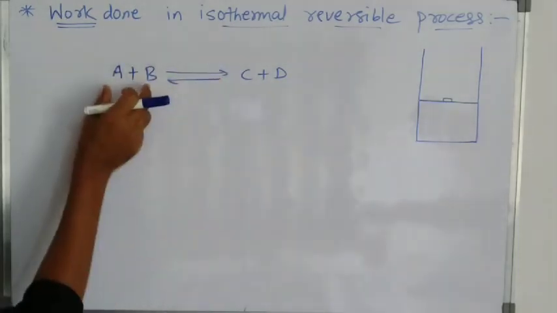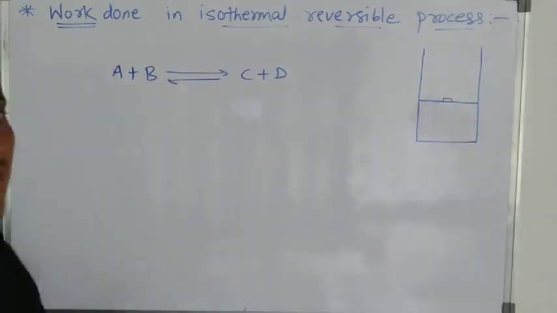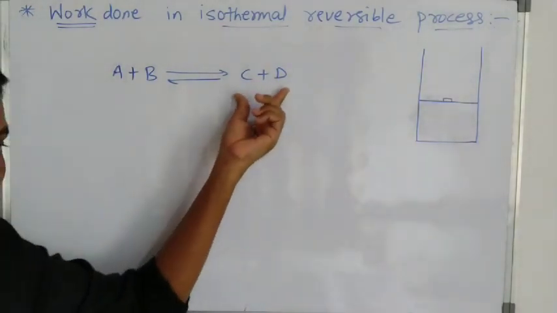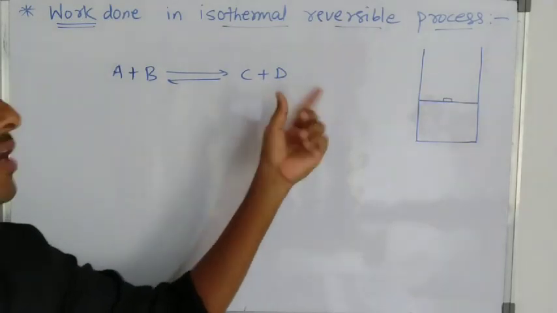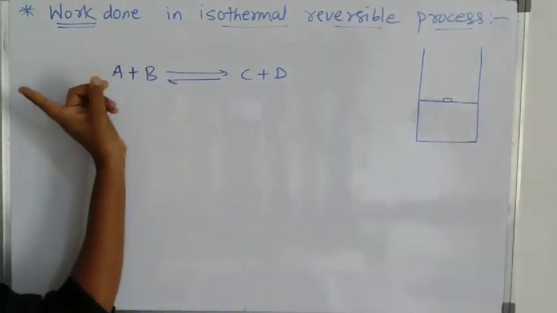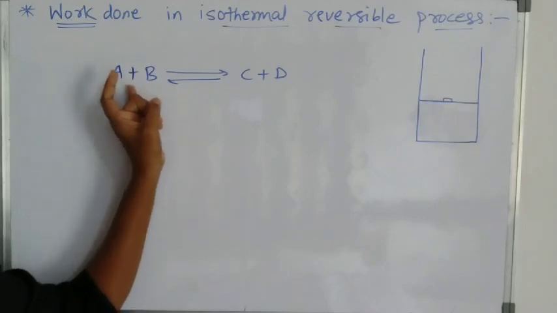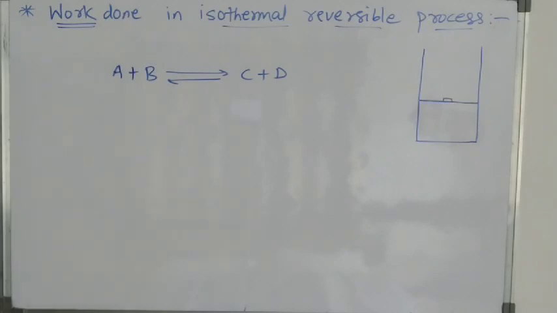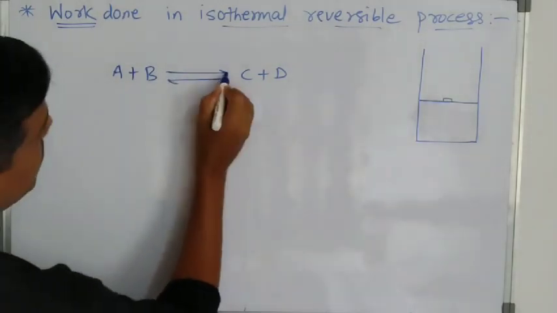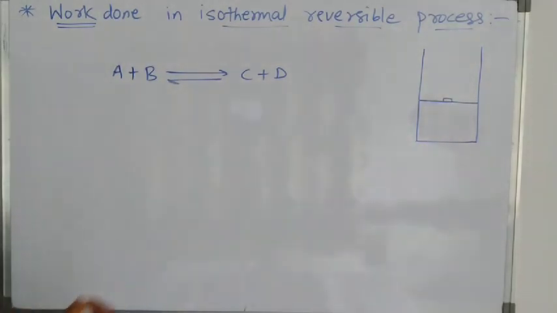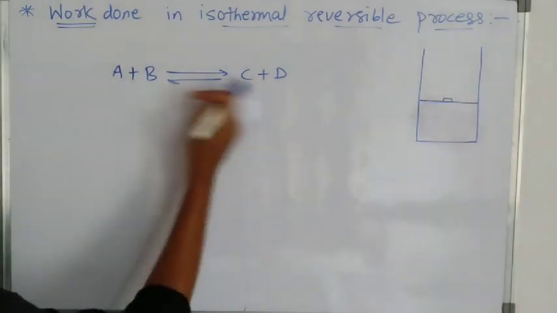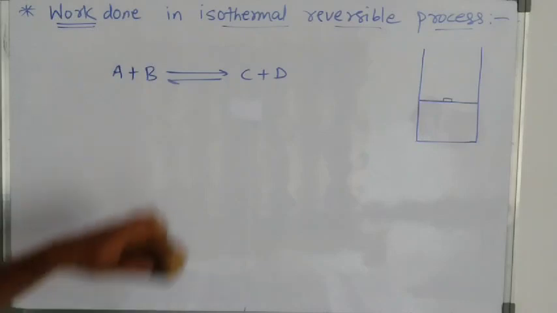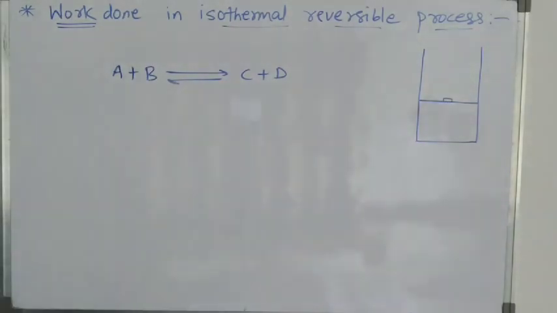Basically in the forward reaction, A and B are the reactants and C and D are the products. But in this reaction, whatever product molecules are formed also react with each other and get converted back into A and B. Such types of processes are called reversible processes, which can take place in the forward direction as well as in the backward direction. Means the reaction can be reversed. Such processes or reactions are called reversible reactions or reversible processes.